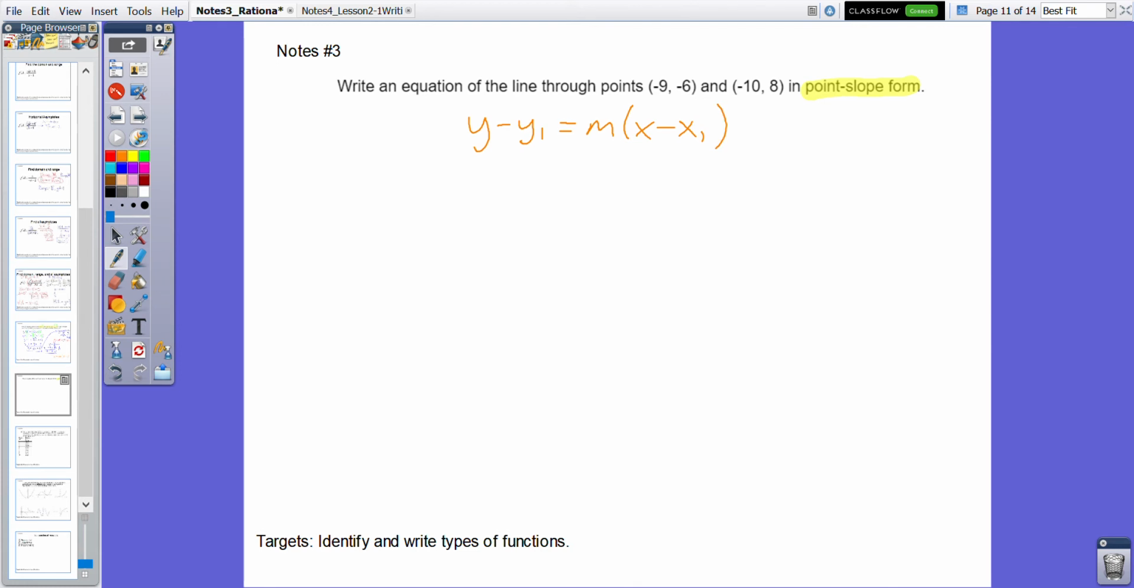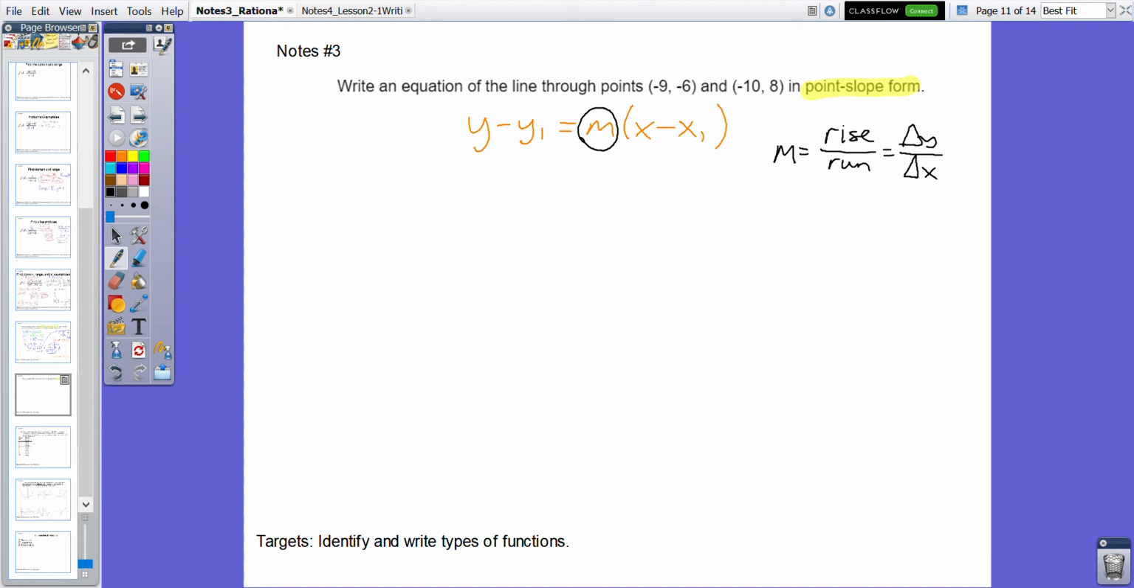But in this case, we're given 2 points and not the slope. So what we want to do is find what our slope is first. That's the m value there. Now, slope is defined as your rise over your run, which is your change in y divided by change in x.